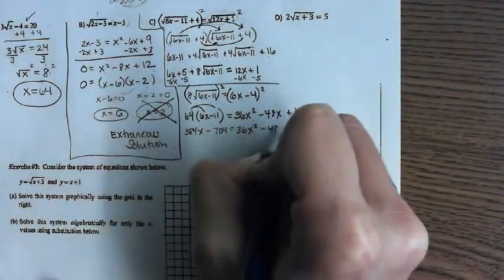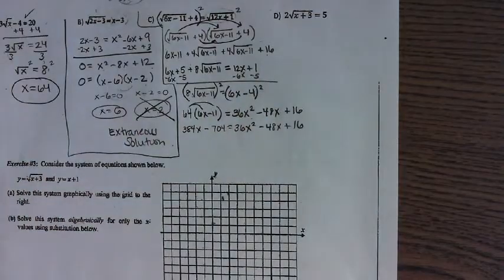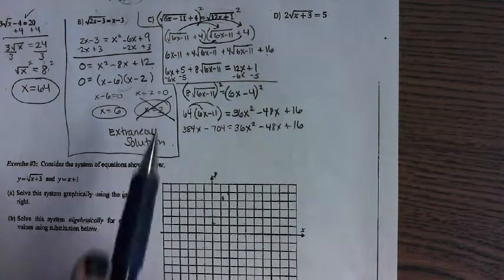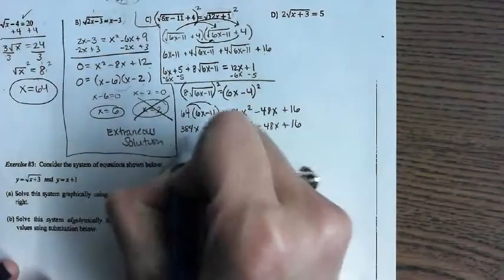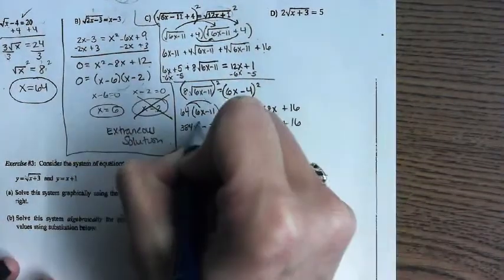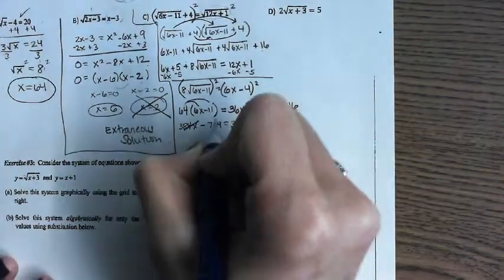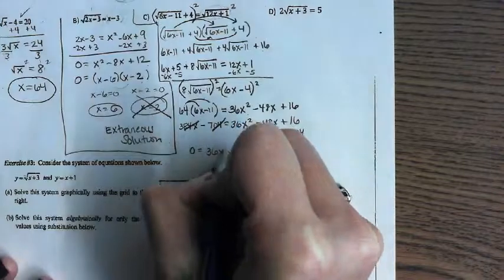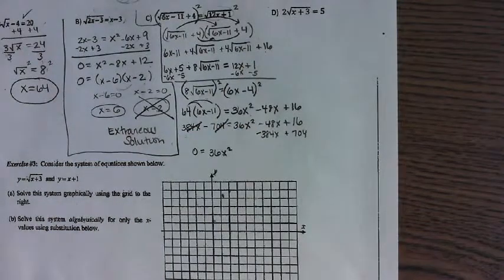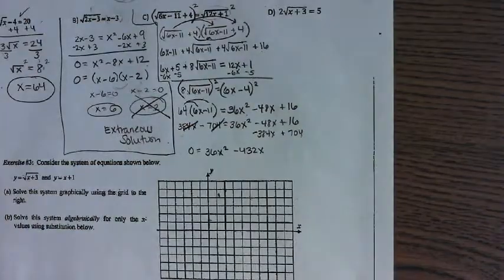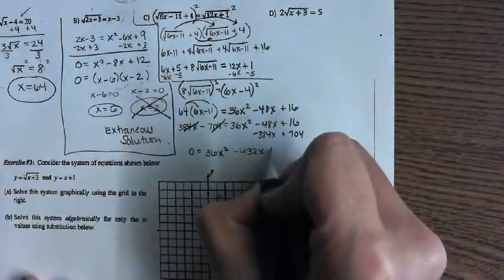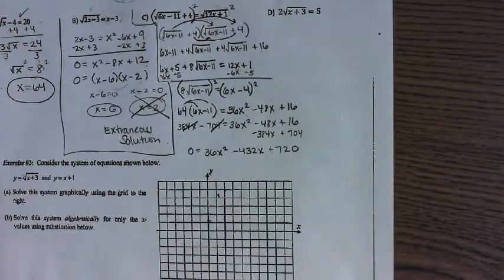We're not going to complete this one all the way, but we're kind of ironing this out and getting it down to a quadratic. So I'm going to do the whole quadratic concept that Bella talked about earlier, getting everything equal to 0. Subtract your 384x over. Add your 704 over. And we would be solving this. Minus 432x plus 720. Now, does anybody in their right mind want to factor something like that?